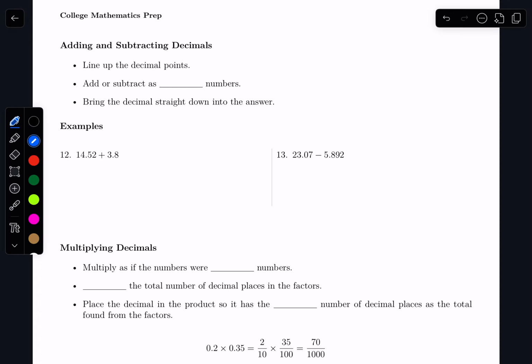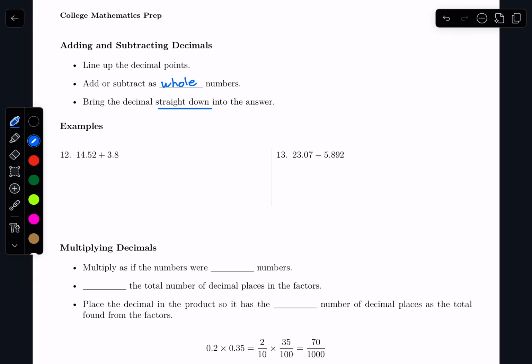So step one for adding and subtracting decimals is just line up the decimal places. Then we're going to add or subtract as if they were whole numbers. So we're just going to ignore the decimals. We're just going to treat them as whole numbers. And then wherever the decimal place is, we're going to bring it straight down into our answer.